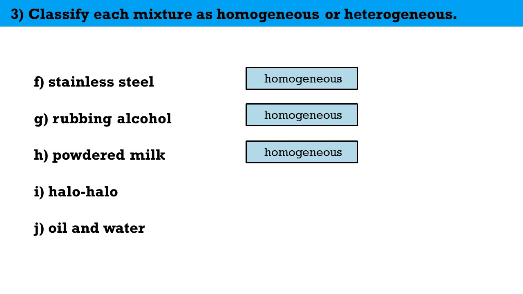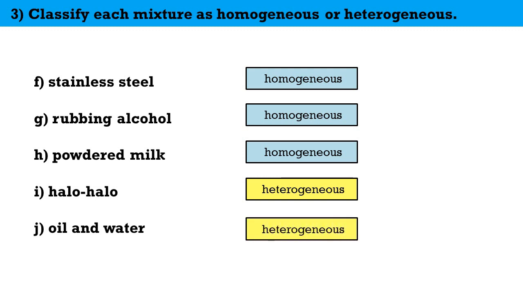Letter I, halo-halo. It is a heterogeneous mixture because it is not uniform throughout. Letter J, oil and water. It is also a heterogeneous mixture.